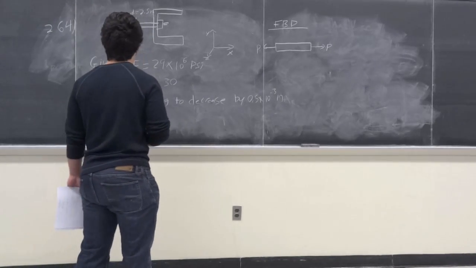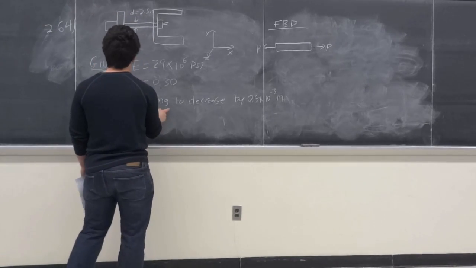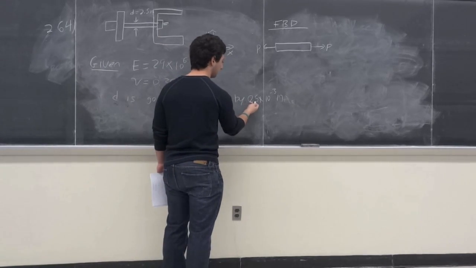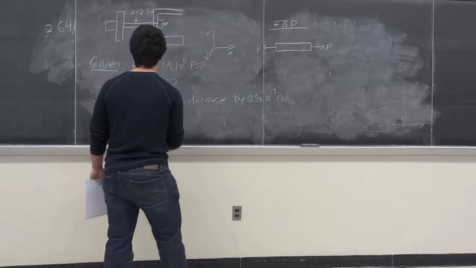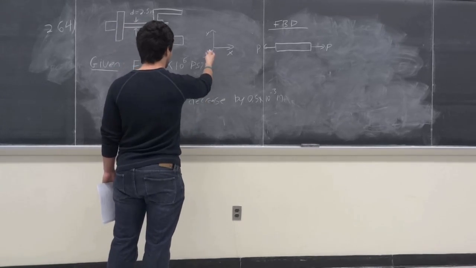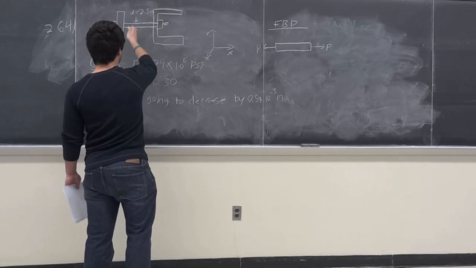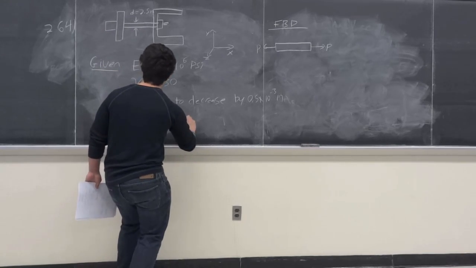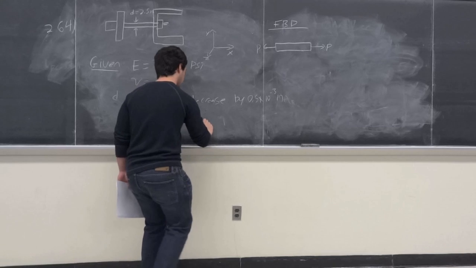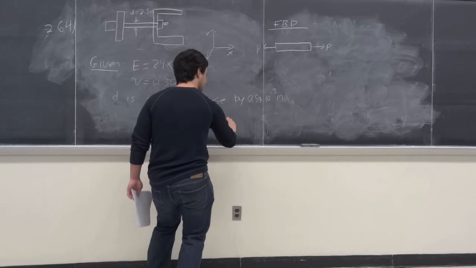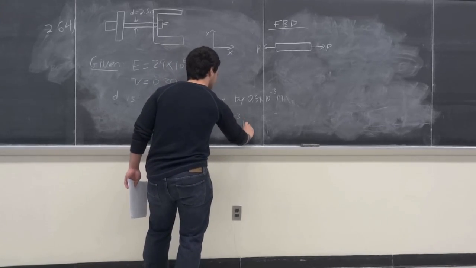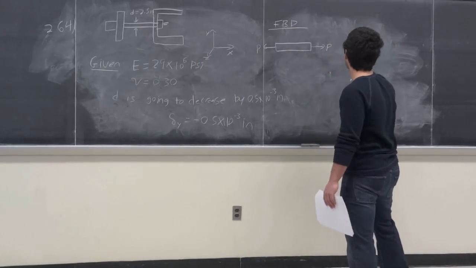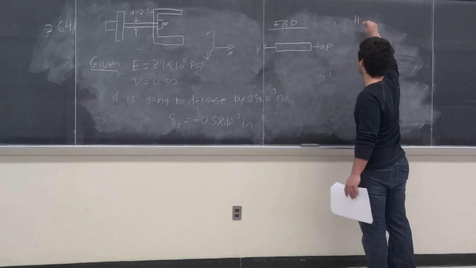So they give you this diameter. They say it's going to shrink. It's going to decrease by 0.5 times 10 to the negative 3. So this is either delta z or delta y. I'll just call it y because they give the diameter in the y direction. So delta y is equal to minus, it's shrinking, 0.5 times 10 to the negative 3 inches. So they give you this, and we're going to have to use Hooke's law because they give you the Poisson ratio.